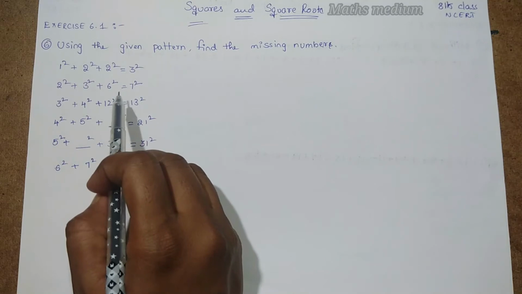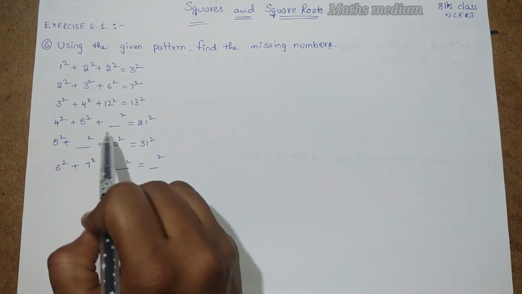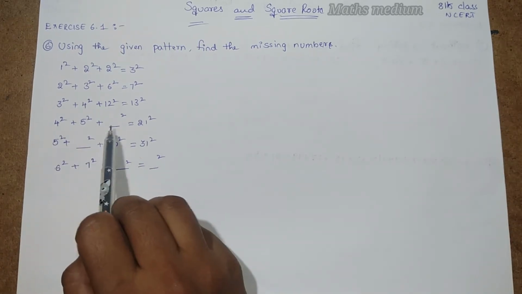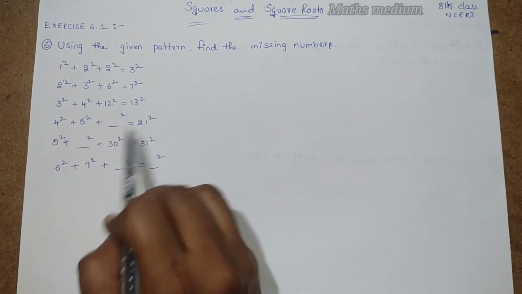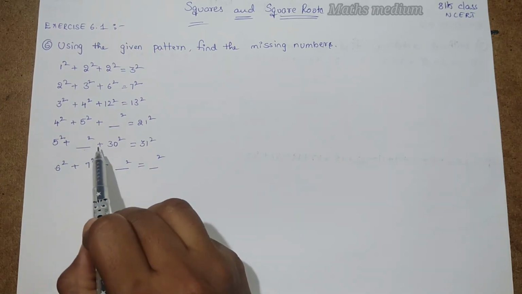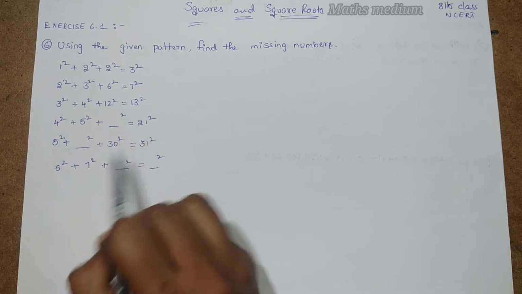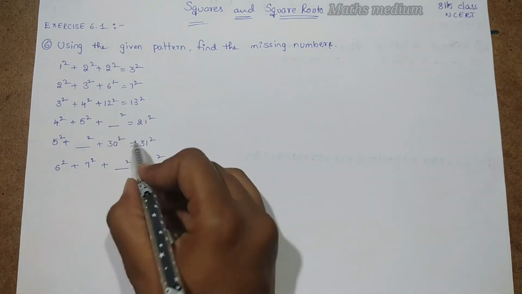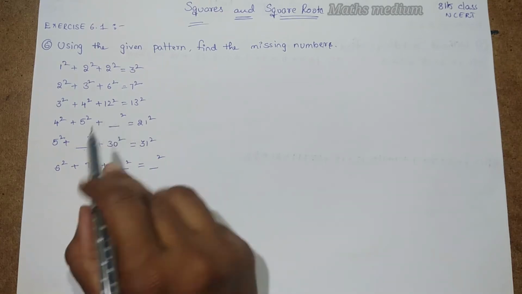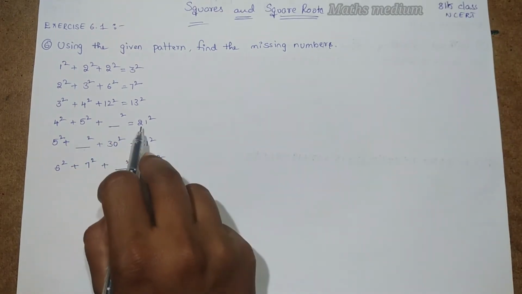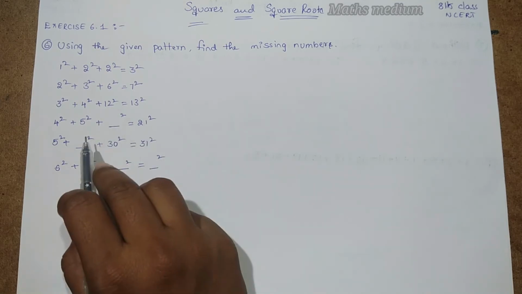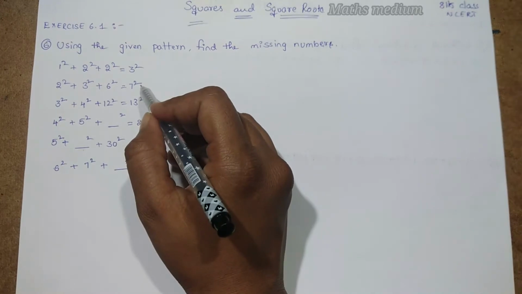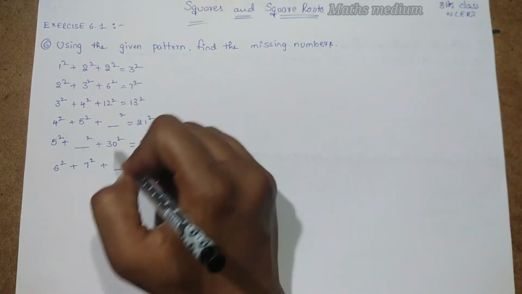Up to here they filled the equation, but coming to here, some numbers are missing. 4 square plus 5 square plus dash square is equal to 21 square. 5 square plus dash square plus 30 square equals 31 square. 6 square plus 7 square plus dash square is equal to dash square. In these dashes, we have to fill in the appropriate exact answer to equal the LHS as well as the RHS. So let's study these three cases, then we will get some idea about this pattern.